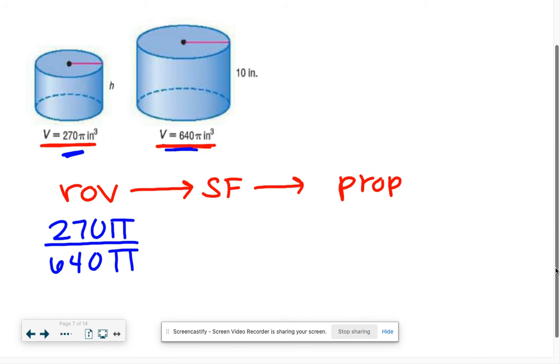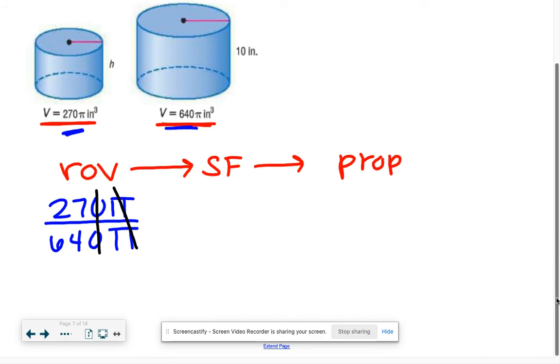Now this is where you really do want to reduce. What's awesome is, look, my pi's are going to cancel. Both of those zeros will cancel. So now I have 27 over 64. So our ratio of our volumes is 27 over 64. Now to get to my scale factor, right now I'm at A cubed to B cubed, and I want to get to A to B.